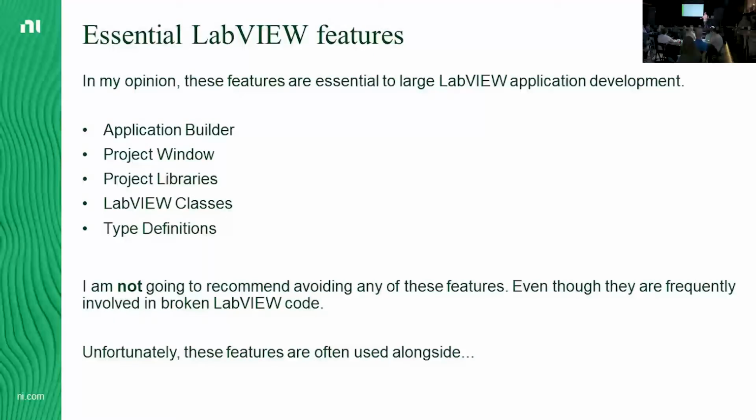There's a few people I've heard of that everything they do is in the LabVIEW IDE, including their deployed code. Kind of weird, but it happens. But for the most part, we need App Builder. We need the project window because we can't build EXEs, DLLs, et cetera, without it. In my opinion, we also need project libraries. They are essential for code organization, for code namespacing.